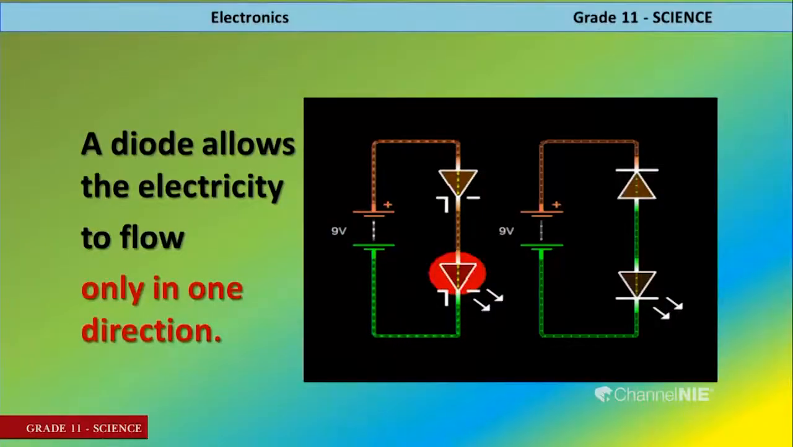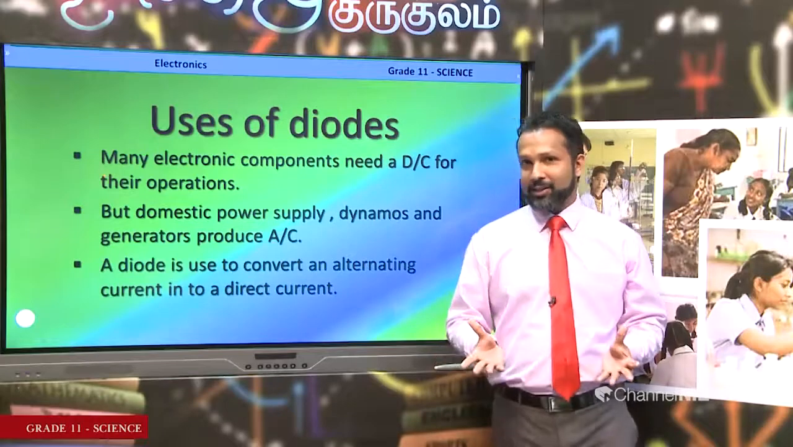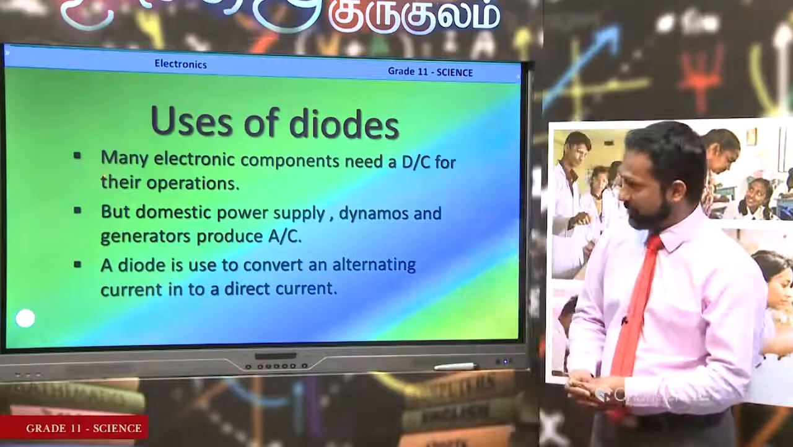Here current flows, here current does not flow, because positive to negative doesn't flow, positive to positive current flows. Through this, what can we understand? A diode is an appliance which allows the electricity to flow only in one direction. Right. Then we have to focus our attention on the uses of diodes.